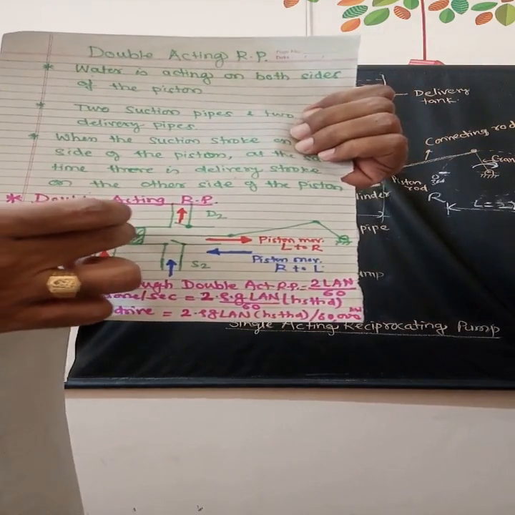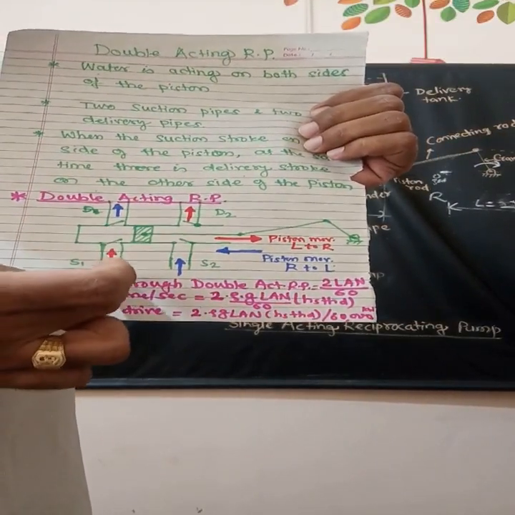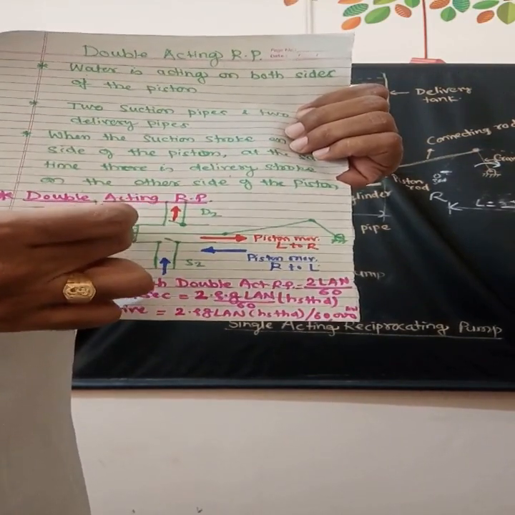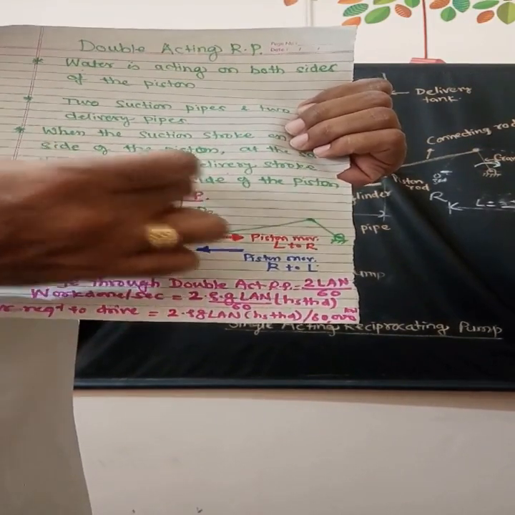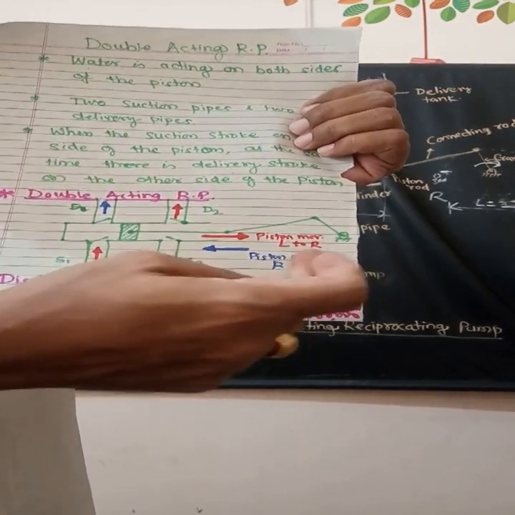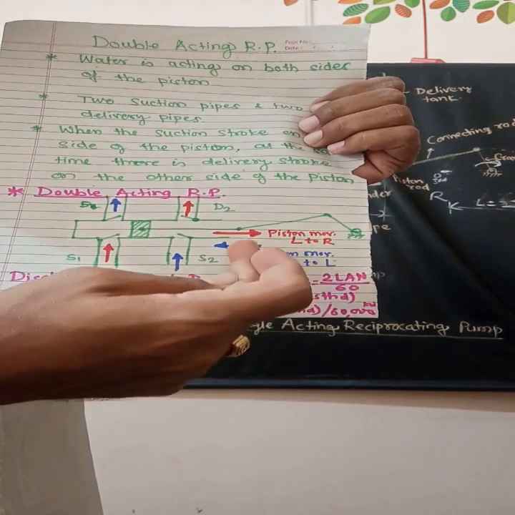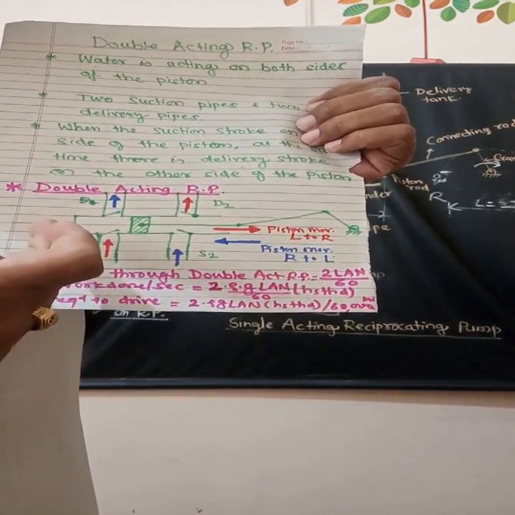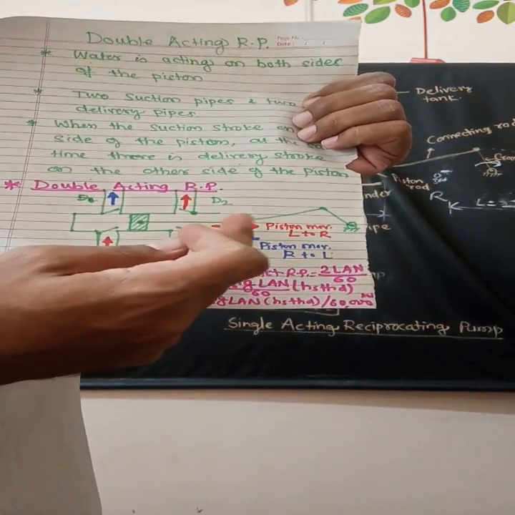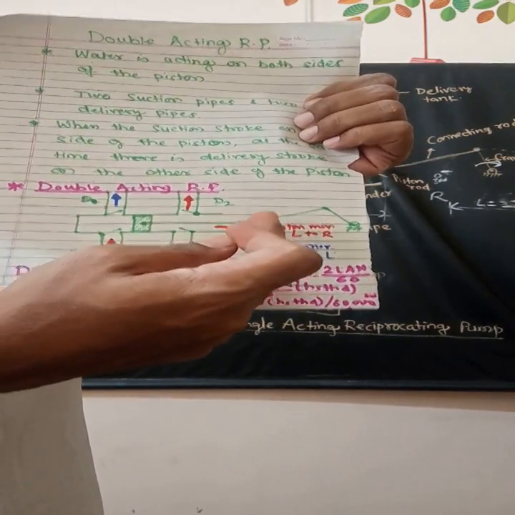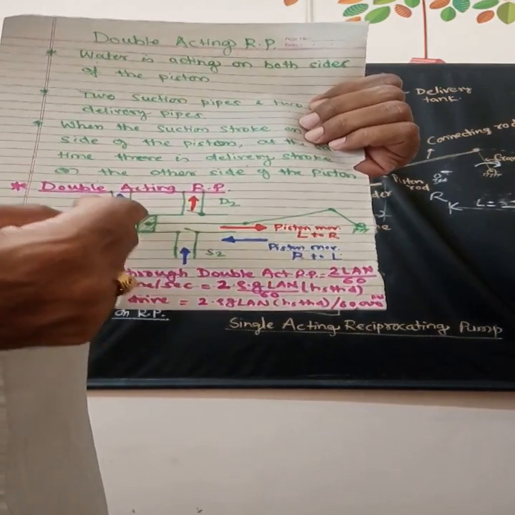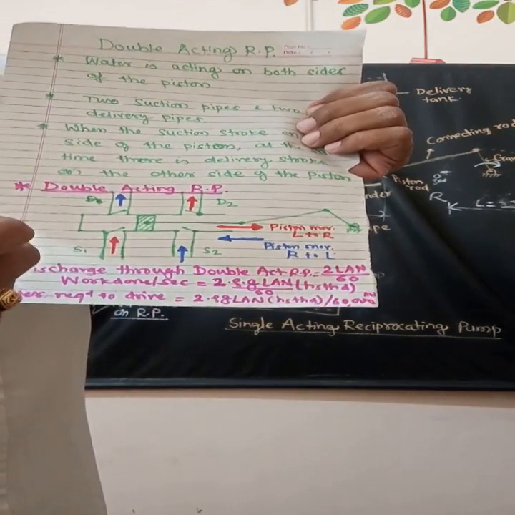When the piston moves from left to right, there will be suction from the S1 side, but at the same time the delivery will take place at D2. Similarly, whenever the piston moves from right to left, that means the blue arrow, there will be suction at S2 and, at the same time, delivery at D1.